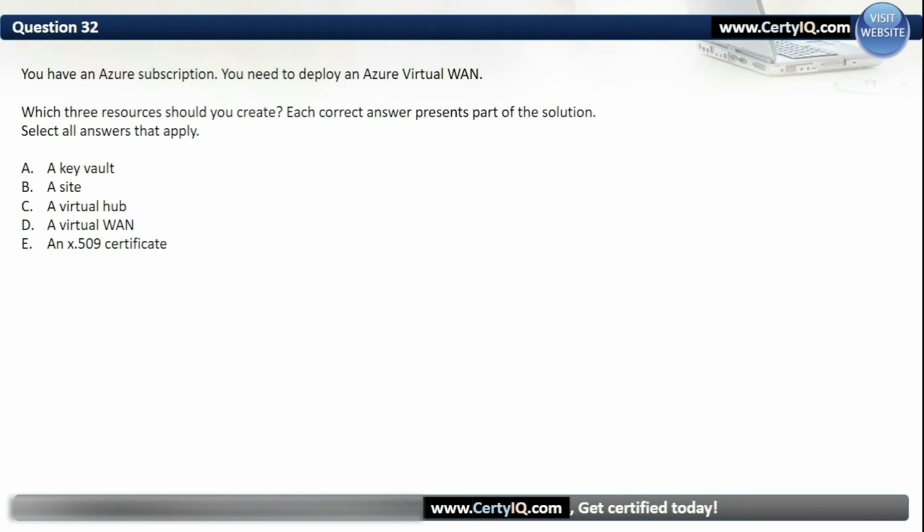Question 32. You have an Azure subscription. You need to deploy an Azure virtual WAN. Which three resources should you create? Each correct answer presents part of the solution. Select all answers that apply. Our options are A. A key vault, B. A site, C. A virtual hub, D. A virtual WAN, or E. An X.509 certificate. The correct options are B, C, and D, that is a site, a virtual hub, and a virtual WAN.